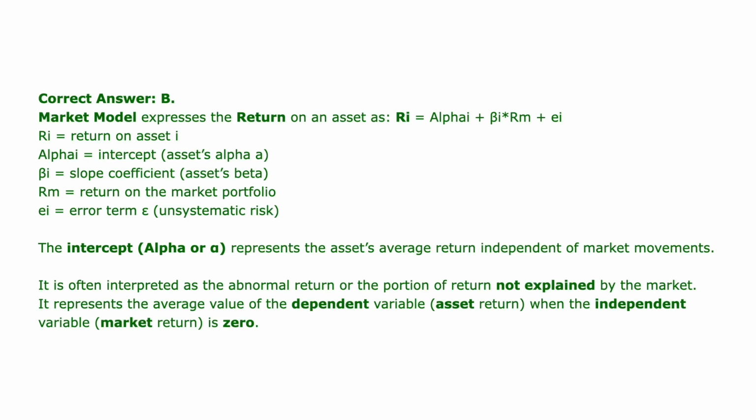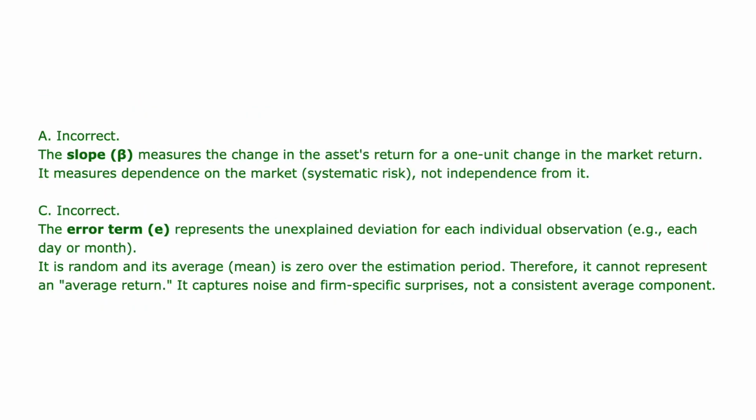In the market model, the intercept represents the asset's average return independent of market movements, the portion not explained by the market. Option A. The slope measures dependence on the market, systematic risk, not independence from it. Option C. The error term epsilon captures random, period-specific deviations with a mean of 0. It cannot represent an average return.